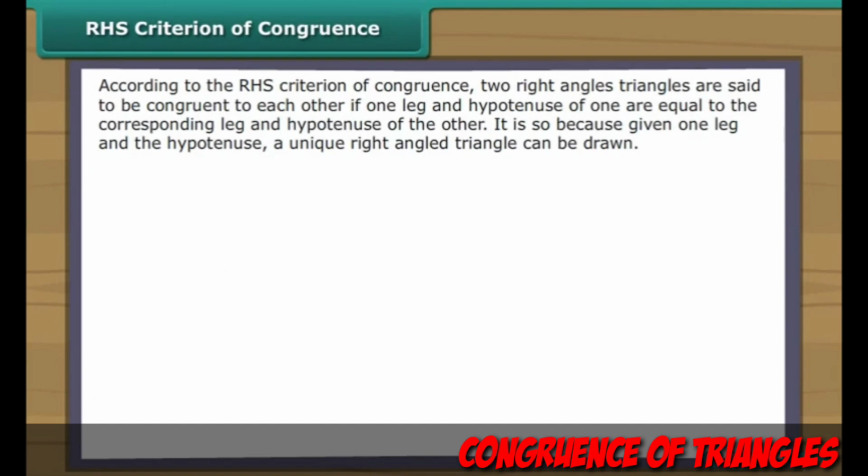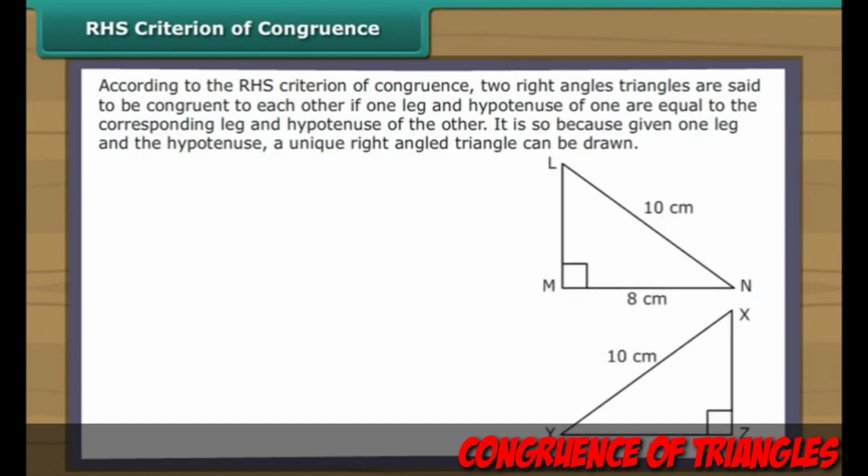RHS Criterion of Congruence. According to the RHS Criterion of Congruence, two right-angled triangles are said to be congruent to each other if one leg and hypotenuse of one are equal to the corresponding leg and hypotenuse of the other. It is so because given one leg and the hypotenuse, a unique right-angled triangle can be drawn.